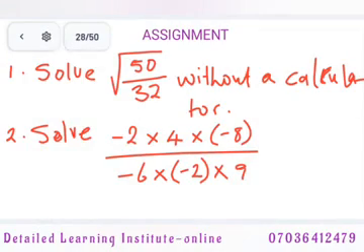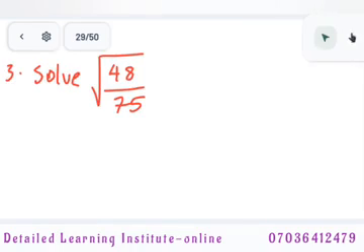Alright, so you have those two questions here to practice with. You're going to solve this root 50 over 32 without using a calculator, and then you also solve this: minus 2 times 4 times minus 8 divided by minus 6 times minus 2 times 9. So you solve it without using a calculator. Also, for number 3, add this one to it. Solve root 48 over 75 without using a calculator. These are the questions you solve to practice what you have learned.